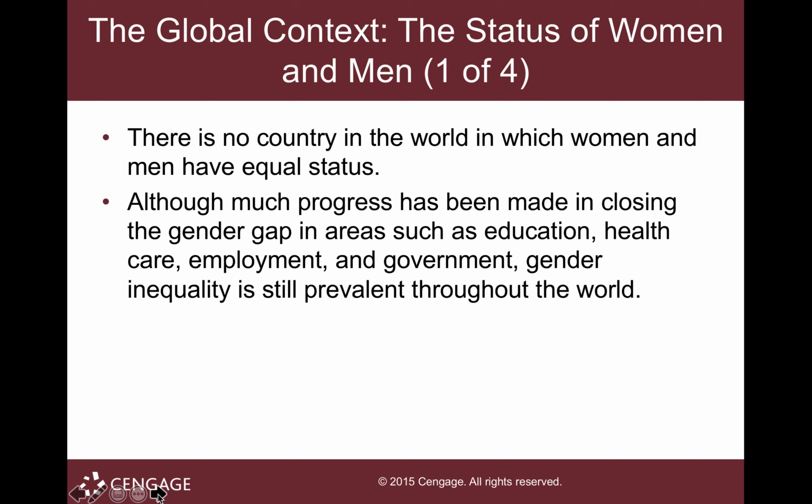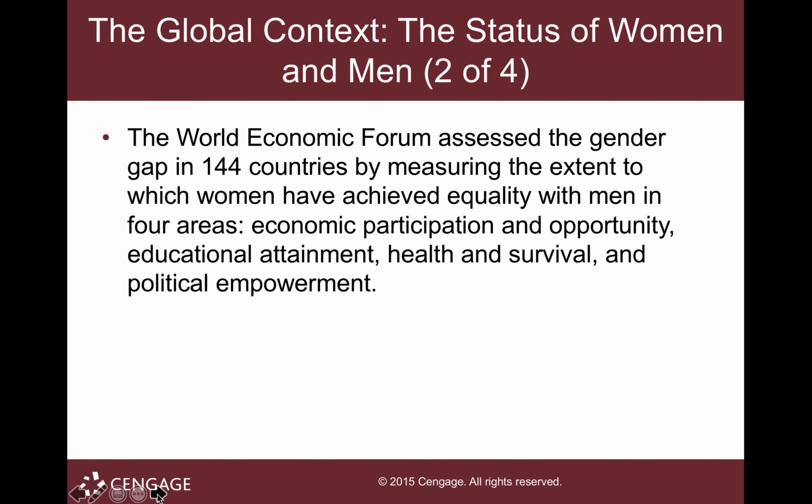So, the global context, the status of women and men. There's no country in the world in which women and men have equal status. Although much progress has been made in closing the gender gap in areas such as education, healthcare, employment, and government, gender inequality is still prevalent throughout the world. The World Economic Forum assessed the gender gap in 144 countries by measuring the extent to which women have achieved equality with men in four areas: economic participation and opportunity, educational attainment, health and survival, and political empowerment.